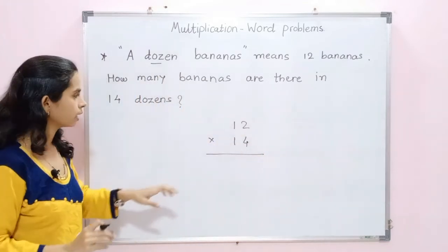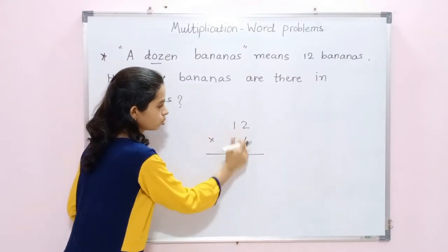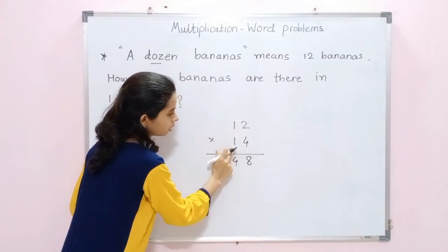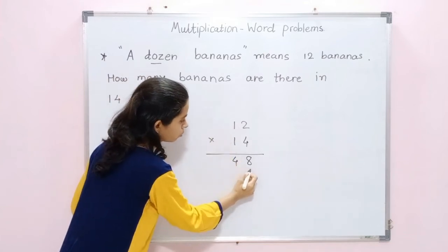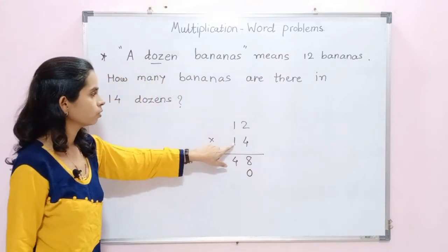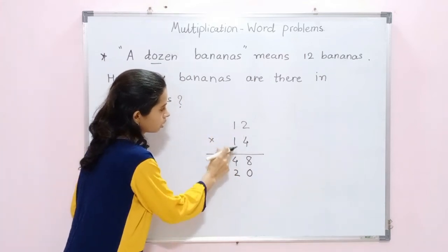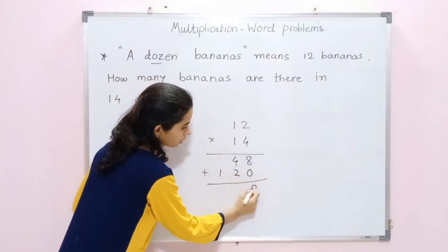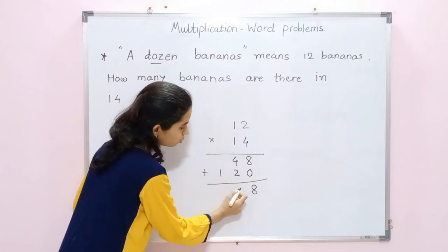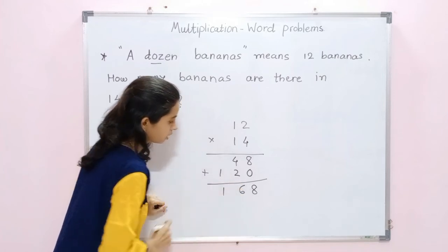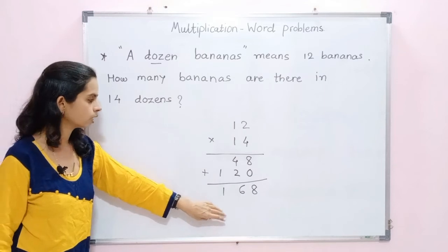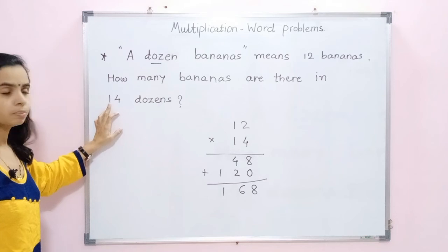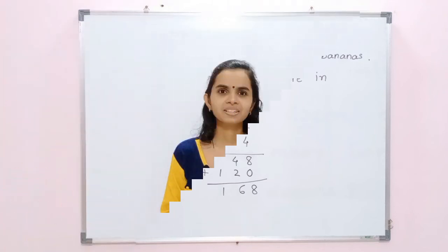First we will multiply this 12 by 4. 4 2s are 8 and 4 1s are 4. This one is at tens place, so we will put 0 here. 1 2s are 2, 1 1s are 1. Then we will add this. Here comes 8, 4 plus 2 is 6 and this one remains as it is. So our answer is 168. Means 168 bananas in 14 dozens.